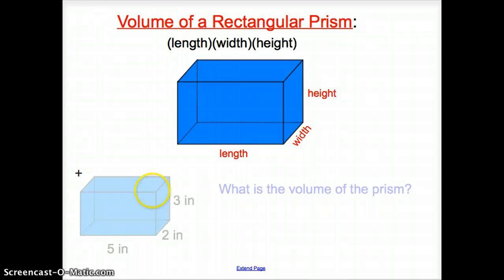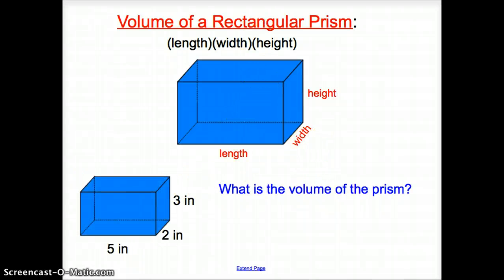So let's try a problem. What is the volume of this prism? We see that we have a length of 5 inches. We have a width of 2. And we have a height of 3. So I'm going to multiply all those correct numbers together to come up with 30.